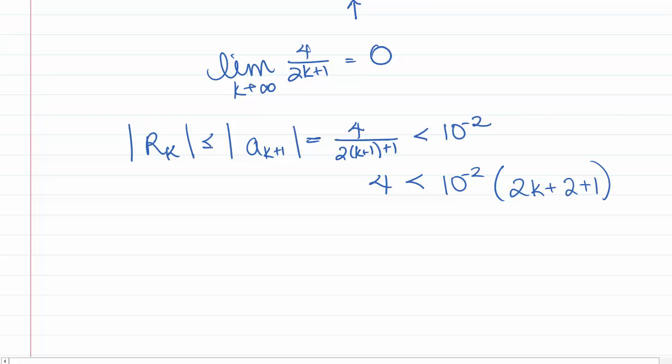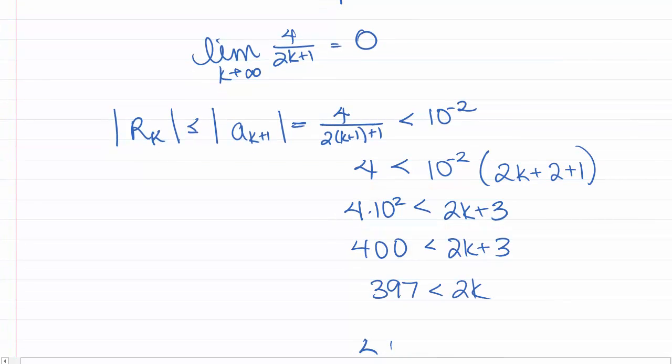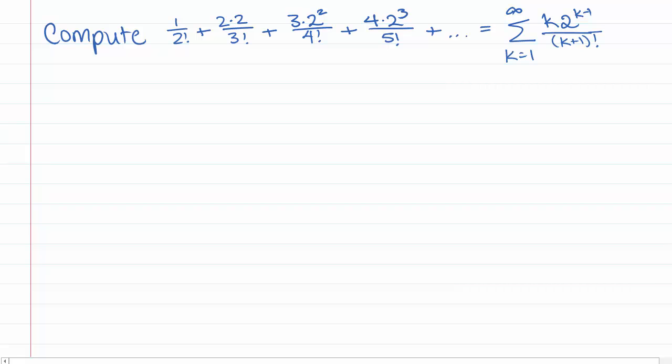10 to the negative 2, that's the same as dividing by 100, so moving it to the other side, that'd be 4 times 10 to the positive 2, or 100, being less than 2k plus 3. So 400 less than 2k plus 3, 397 less than 2k, or we need k to be bigger than 397 over 2, which, dividing that out, is 198 and a half. So if k is 199, we'll make sure that our error is small enough. So we would have to add up the first, essentially 200 terms to get within 10 to the negative 2, to get 3.14.